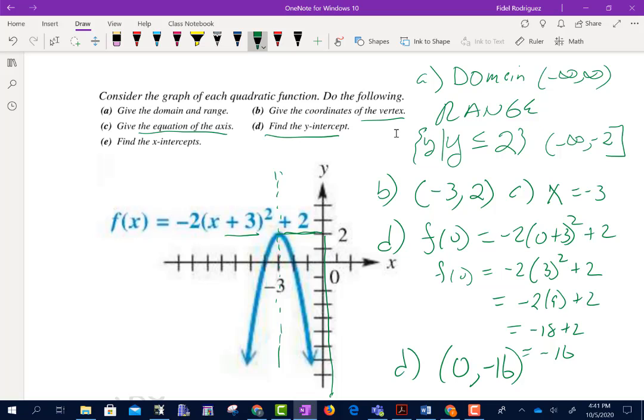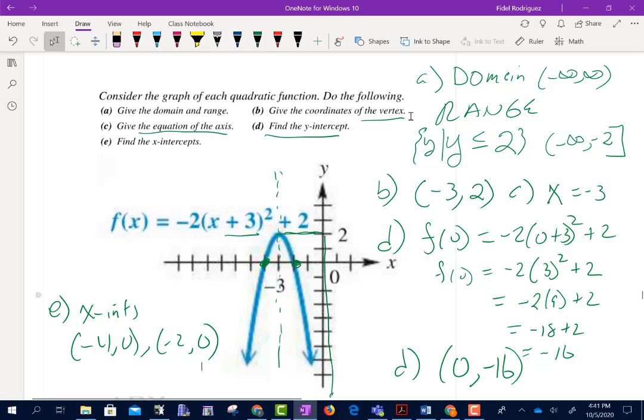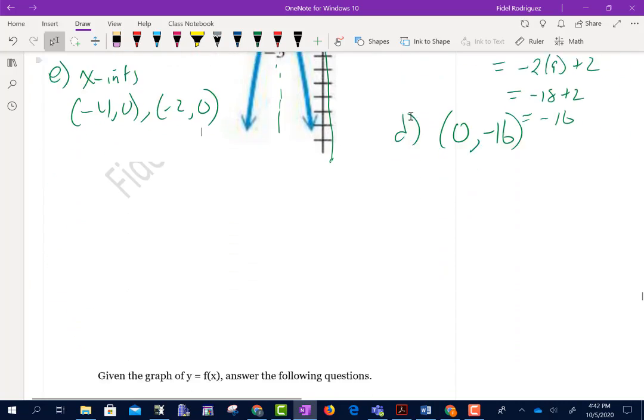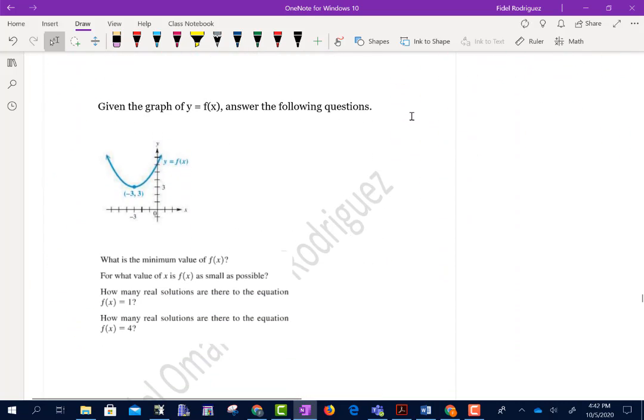Okay. And then part E says, let's find the x-intercepts. The x-intercepts are going to be these points right here. Okay. So one of them is going to be (-4, 0), and one will be (-2, 0). Okay. So let's go on to the next part here.